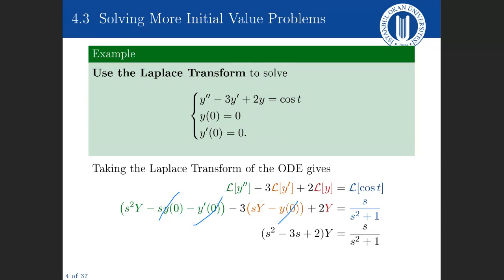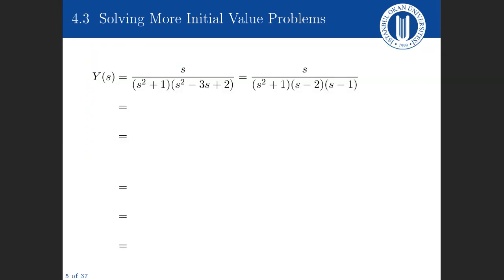We end up with s squared minus 3s plus 2, capital Y is equal to s divided by s squared plus 1. Divide both sides by s squared minus 3s plus 2, and then factorize. We can see that we have Y is s divided by s squared plus 1, s minus 2, s minus 1.